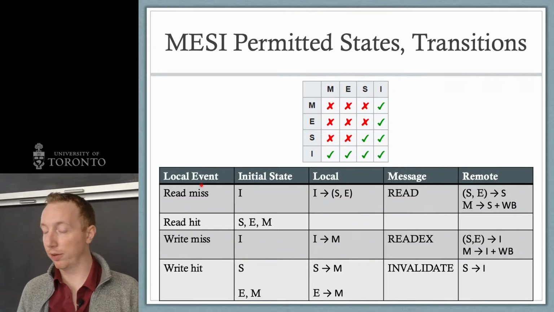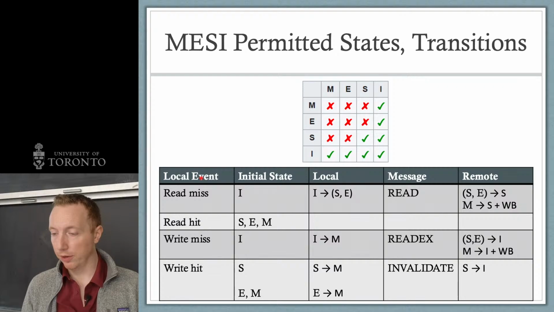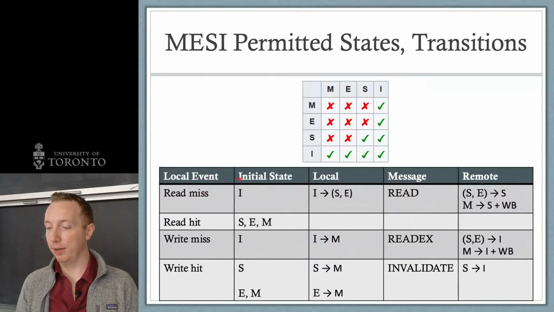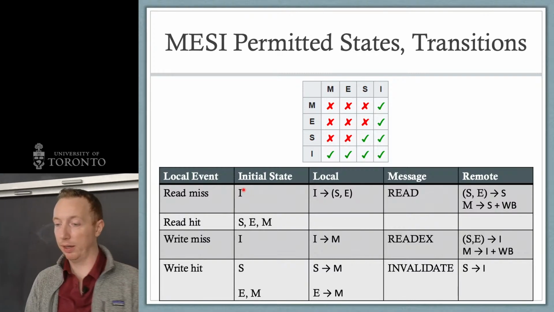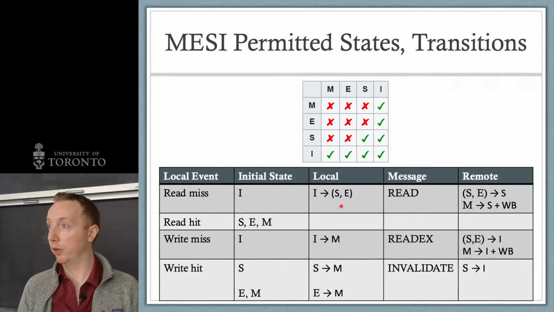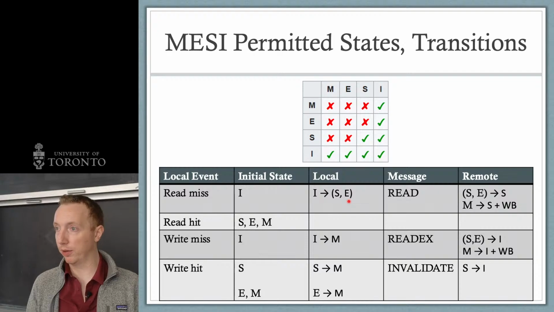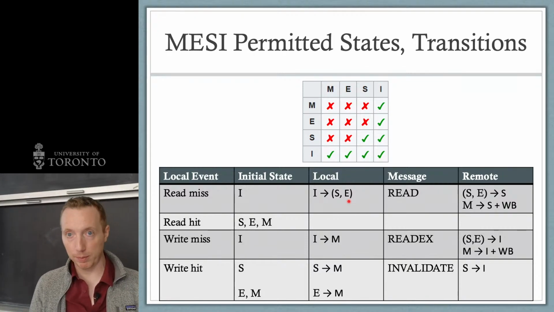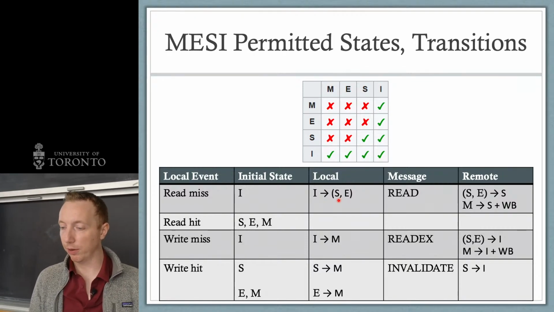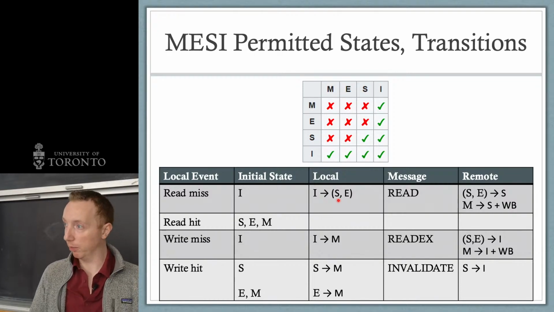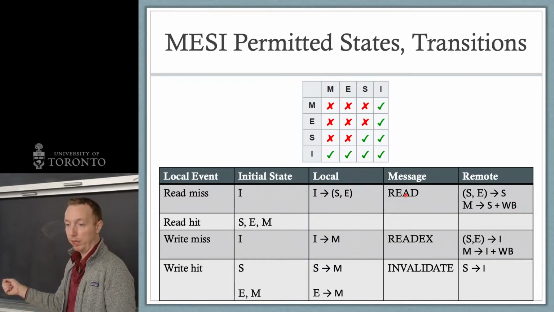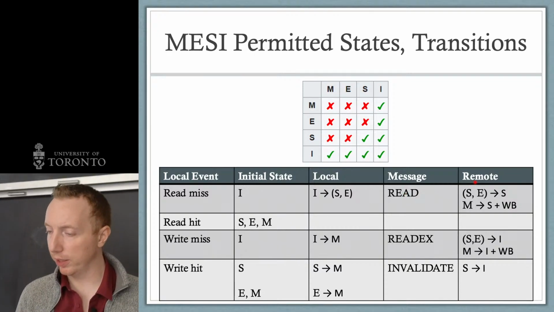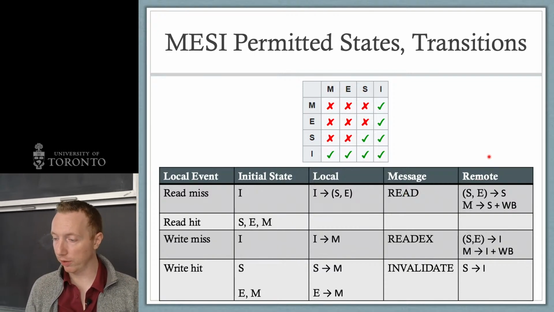So consider an event on a core. If your event is a read miss and initially that state is invalid, you're going to transition to either a shared state or an exclusive state. If you're the first one to read from it, it will be exclusive. If it's already on a different core, then it will be shared. The message you give to the protocol is a read. And remote here is any of the other cores.